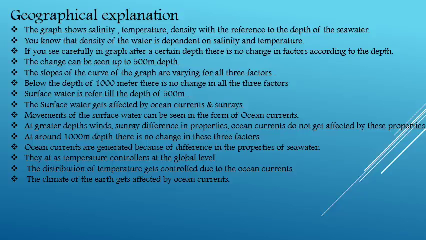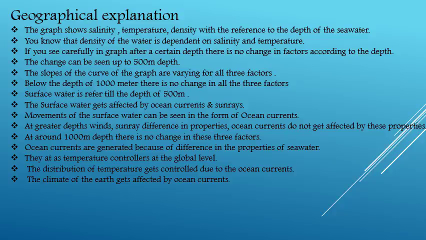The slopes of the curves of the graphs are varying for all the three factors, that is temperature, density and salinity. Below the depth of 1000 meter, there is no change in all the three factors. Surface water is referred till the depth of 500 meters. The surface water gets affected by the ocean currents and sun rays. Movement of the surface of the water can be seen in the form of the ocean currents. At greater depths, wind, sun rays, and differences in properties do not affect the water. At around 1000 meter depth, there is no change in these three factors.